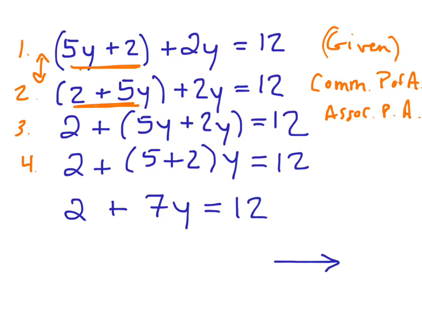From step 3 to step 4, the change that's been made is, it looks like the y has been moved outside the parentheses, and this is the distributive property. Okay, it's just going backwards here. We're kind of undistributing that y from the 5 and the 2.